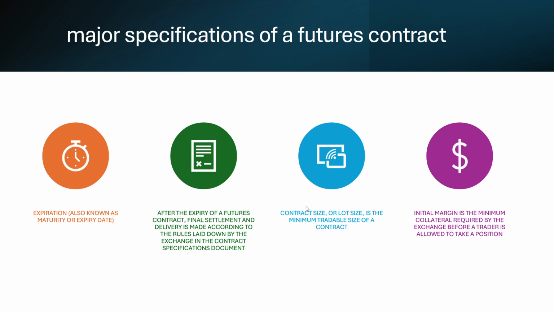Moreover, there is the contract size, or lot size, and the minimum amount. Lot size describes that you need to take only 25 quantity, or 15 quantity, or 50 quantity, or 125 quantity. It is already available beforehand and you don't need to change anything. According to that only you can take it. Initial margin is the minimum collateral required by the exchange before a trader is allowed to take a position. That is what I told you before.